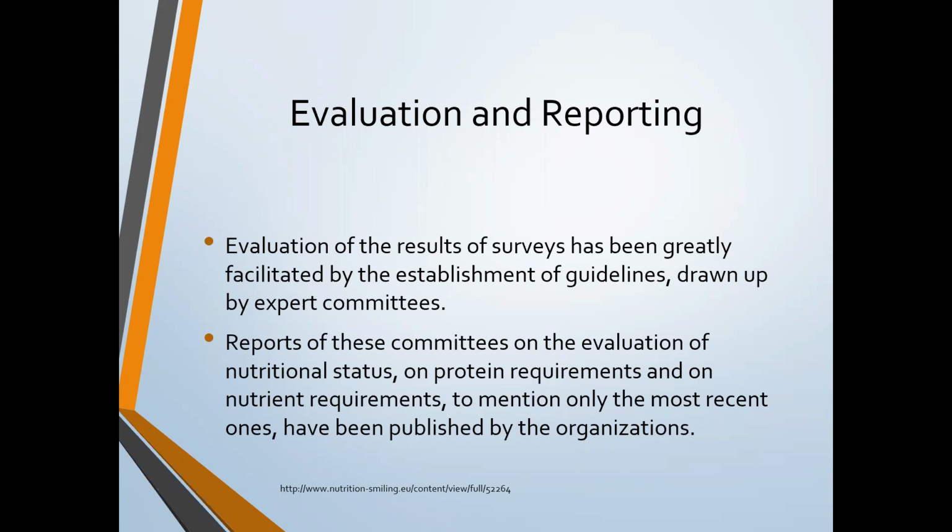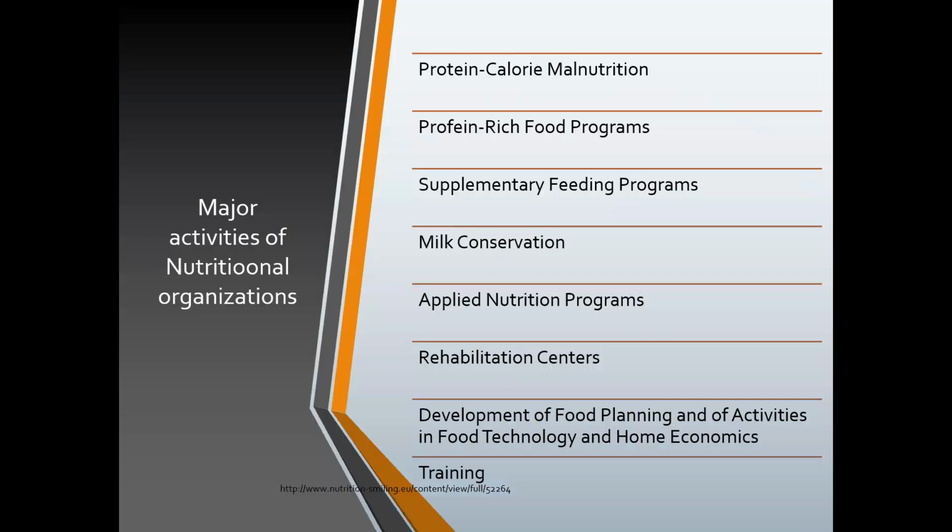For example, there can be specific guidelines on protein requirements, on nutrient requirements for a specific age or gender or for specific conditions like pregnancy. So these are all the interventions that are being done. There are also some activities, for example, protein calorie malnutrition programs, protein rich food programs, milk conservation, supplementary food programs, applied nutritional programs, or training and development of food planning and activities.